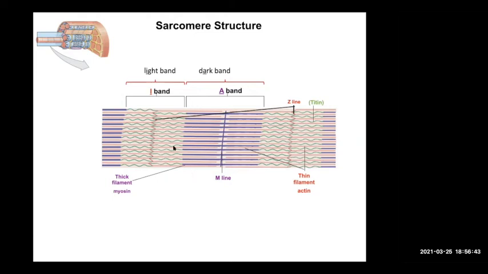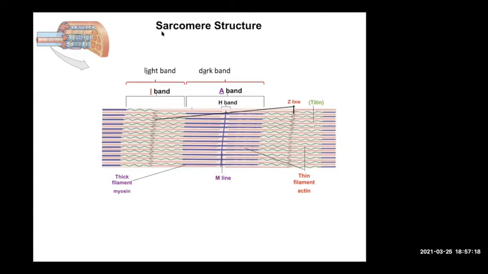You'll notice that the I band has no myosin filaments in it, but your A band has myosin and actin filament overlap. Okay, so your A band, for most of it, has both actin and myosin. There's one region that doesn't have any actin filament in it, and this is called the H band or H zone.